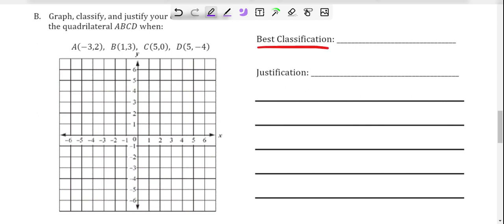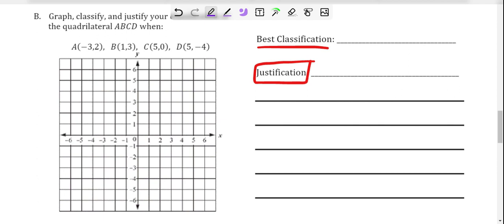Best classification is again just coming from the word bank. It's what's the best name for this shape? Is it a square? Is it a rectangle? What family does it fall under? The justification, that's where you're going to argue. This is one of the best places. I think you guys are always great at arguing, so I'm excited to see what logical arguments you give me for this one.